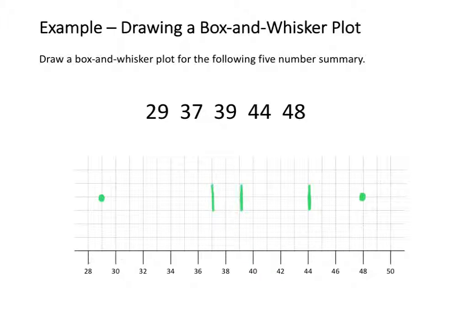So now that I have put in my 5 numbers, I need to complete the box and whisker plot by joining the top and bottom from quartile 1 to quartile 3, and then drawing a line from quartile 1 out to the lower extreme, and drawing a line from quartile 3 up to the upper extreme. So now that I've joined all my numbers together, I have completed my box and whisker plot.